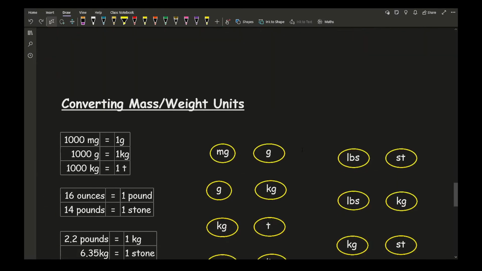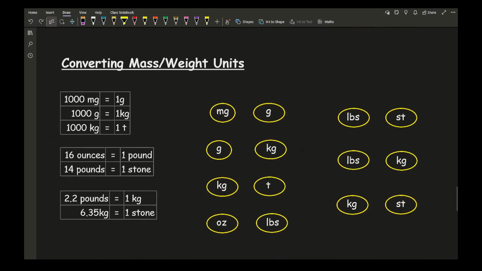So now let's have a look at mass and weight units. So again, we're going to follow the same sort of procedure. The first set of boxes represent our metric units. Our second set of boxes represent our imperial units. And our third box represents a mixture of imperial to metric. So from this, again, it's establishing which one's which.